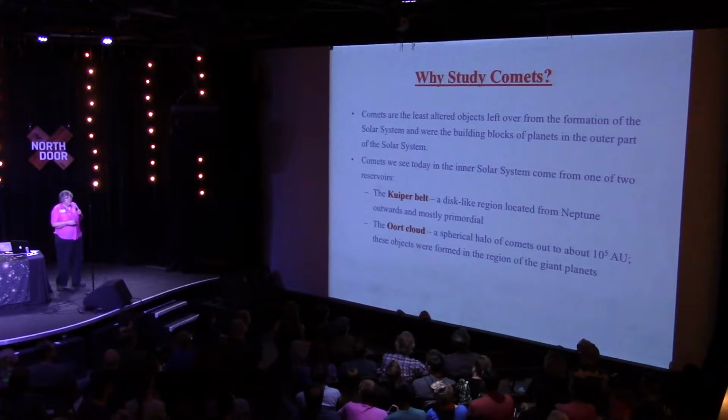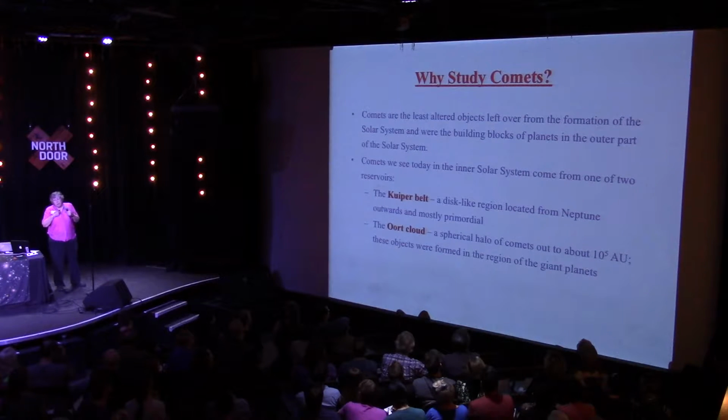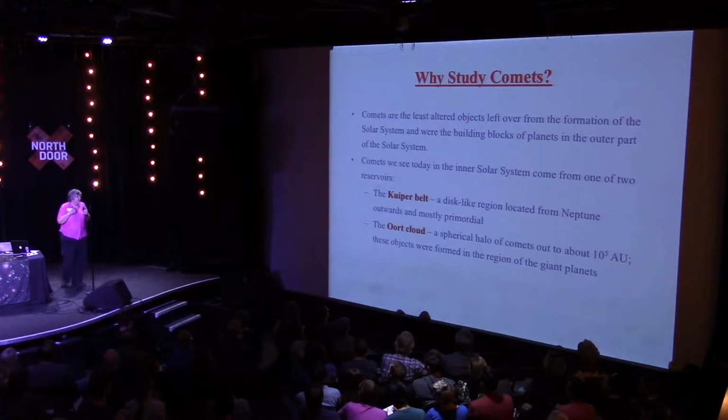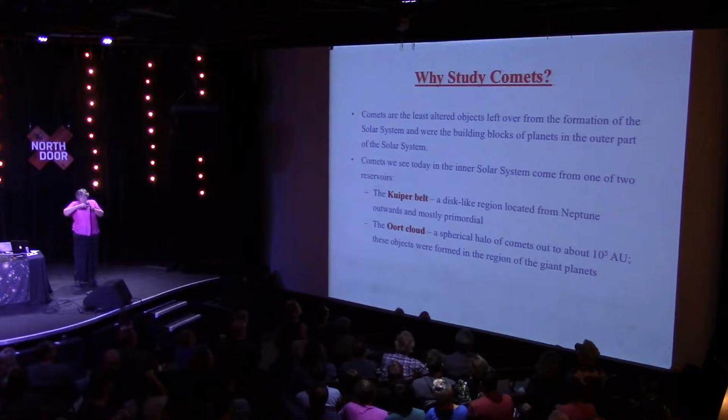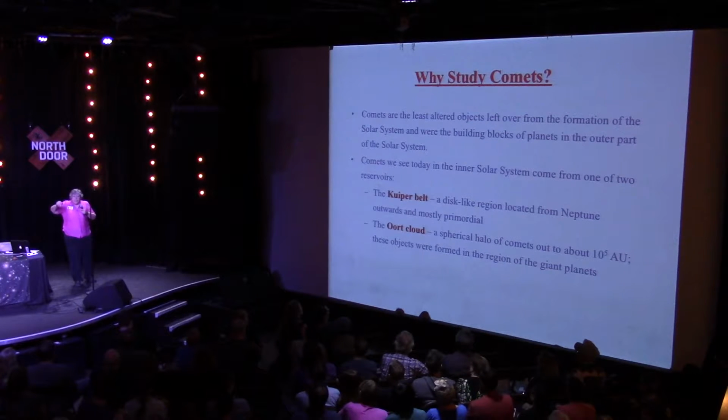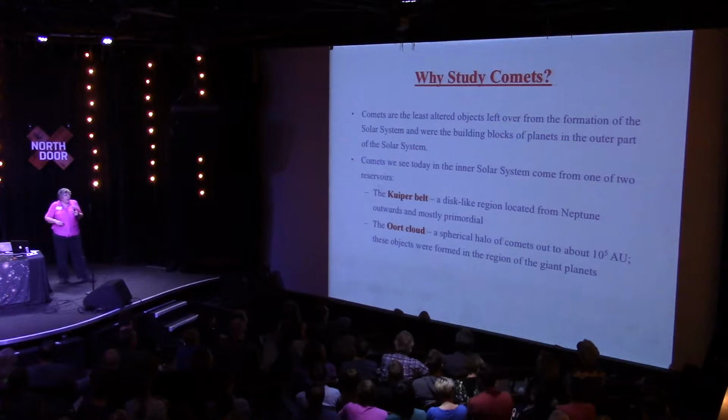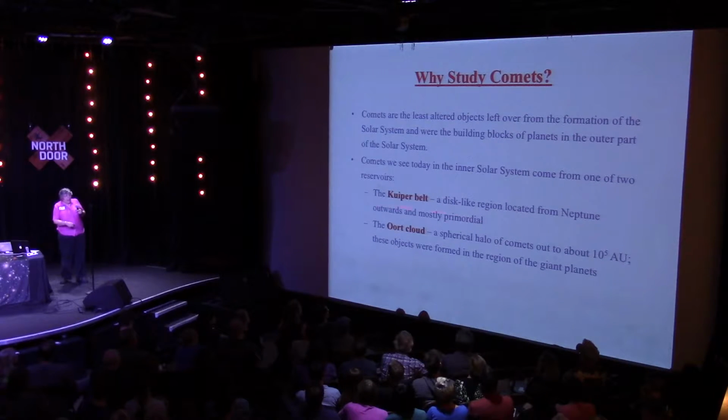So the comets we see today that come into the inner solar system where I get to study them, and I've observed about 200 comets in my career, they come from one of two reservoirs, something called the Kuiper Belt, which is a disk-like region that continues from where Neptune's orbit is, it just continues outwards. It's where we didn't succeed in forming another planet. It just didn't have enough material to form a planet. And most of the objects that are in the Kuiper Belt, this actual disk, were formed there.